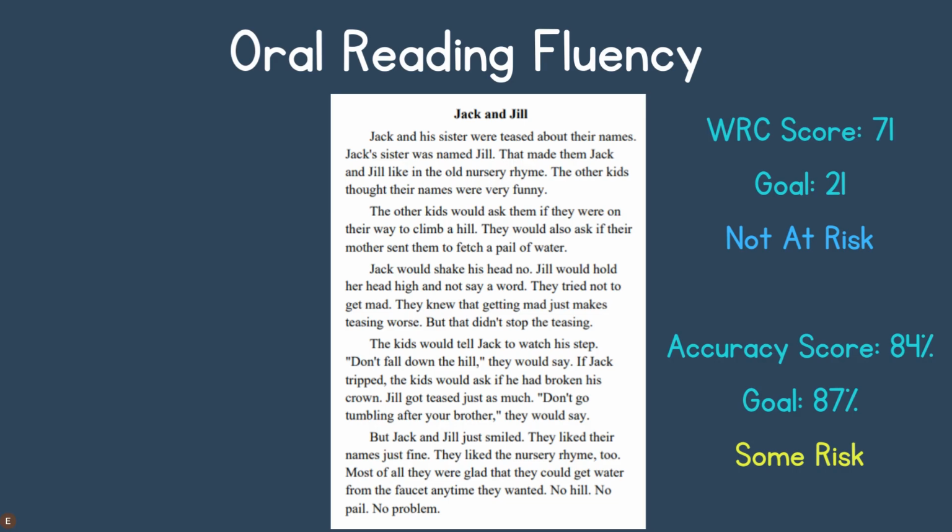This student was able to correctly read 71 words in a minute. The goal was 21 words, so this student is not at risk in that area. However, this student's accuracy score is 84% with a goal of 87%. That tells us that there is some risk for this student in that area.